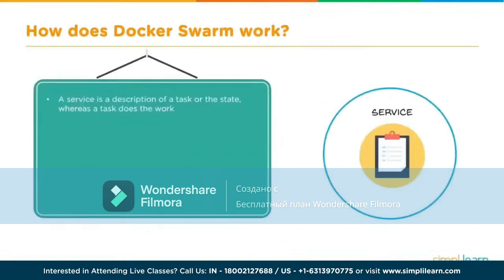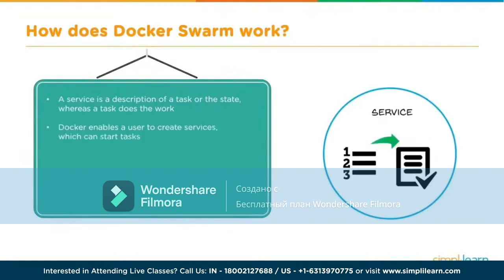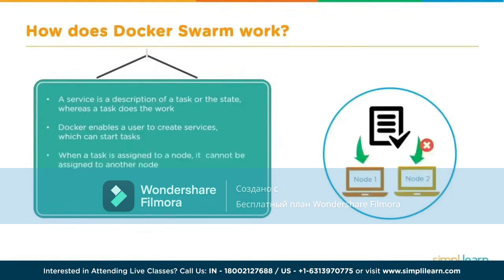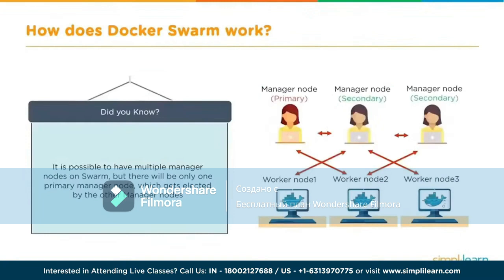And the difference is a service is a description of a task or the state, whereas the actual task is the work that needs to get done. And that's the differentiator here. So what you can do as a Docker user is you actually create services, and then you can define when you want them to start as tasks. Now, what's interesting is that when you do assign a task to a node, that same task cannot be assigned to another node.